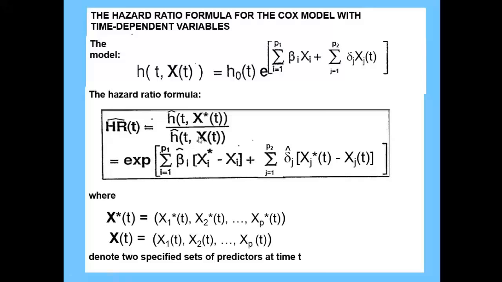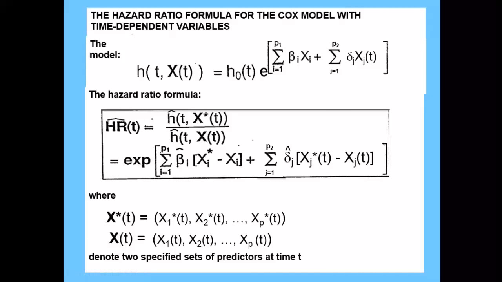If we do that, when we take this expression for X star and divide it by this expression for X, the baseline hazard, like it did for the Cox proportional hazards model, drops out. H naught of t cancels out. So when you take the hazard for one person divided by another, this is what you get. Now look at this expression, first of all. If you didn't have any time-dependent variables, you didn't have this right side, you just had this part of the expression, what does that look like?